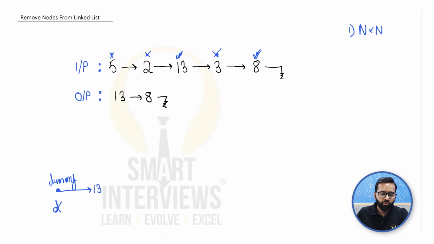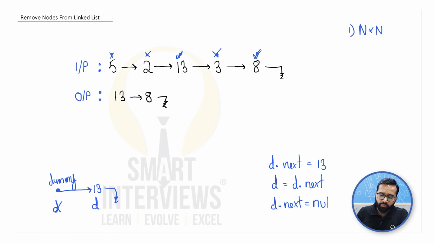d equal to d next. We should move d forward because the next node has to be appended to 13, and we should also make 13 of next as null. So, this piece of code looks something like this: d of next equal to 13, then d equal to d of next, and then at the end we make d of next as null, because even in the new linked list the last node has to point to null, and we do not even know if there will be other nodes here or not. So, it is always better to link the last node to null.